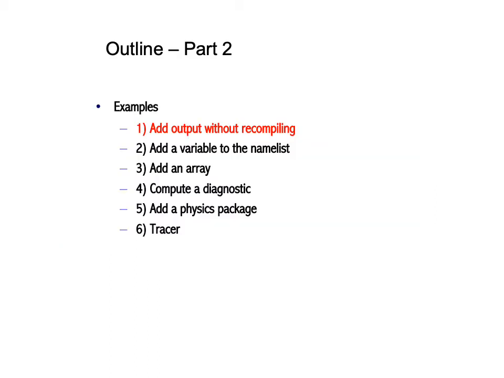This is the outline for part 2 of the registry talk. Part 1 showed us the basic rules and syntax for using the registry, for having an idea of what the registry actually does and how it fits into the WRF modeling system. Part 2 of the registry talk gives us some examples of how to use the registry. Example number 1 is, how do we add output without recompiling?